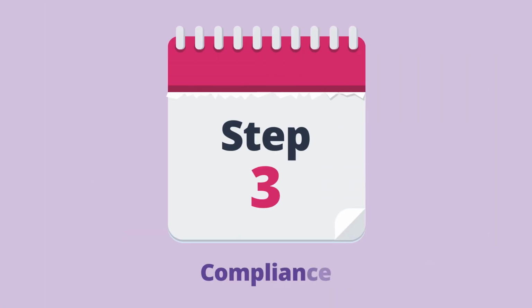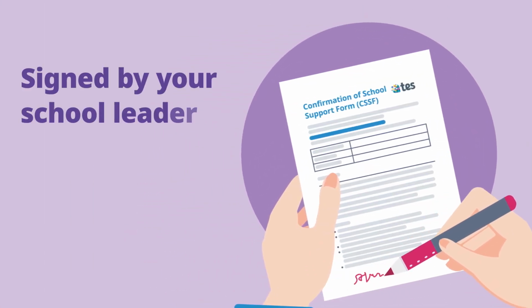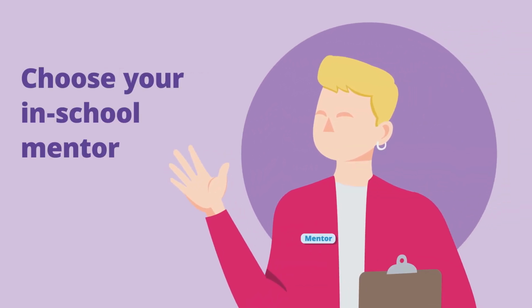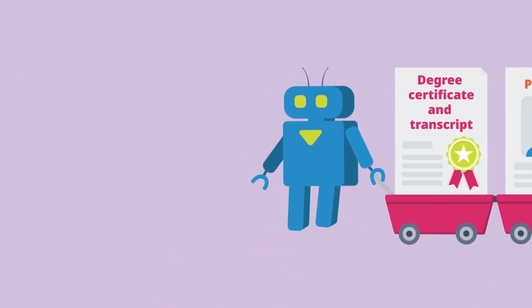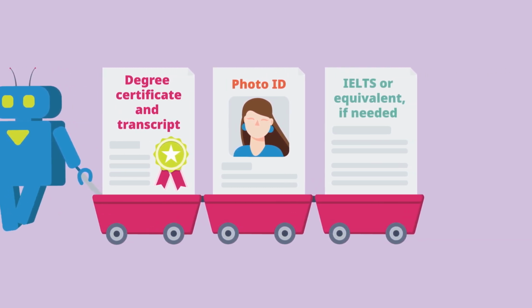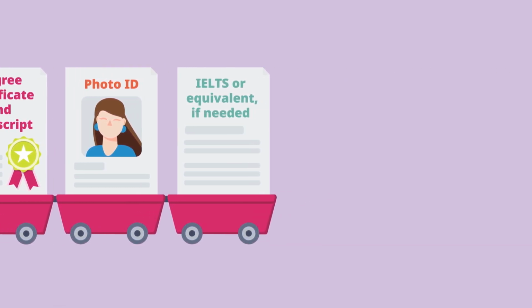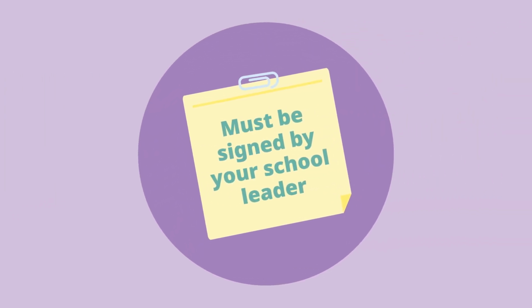Step 3. Compliance. Submit a confirmation of school support form signed by your school leader. This is where the school nominates your in-school mentor. You'll also need to submit your degree certificate and transcript, photo ID, and if you didn't study your degree in English, evidence of English language proficiency. This should all be verified by your school leader.